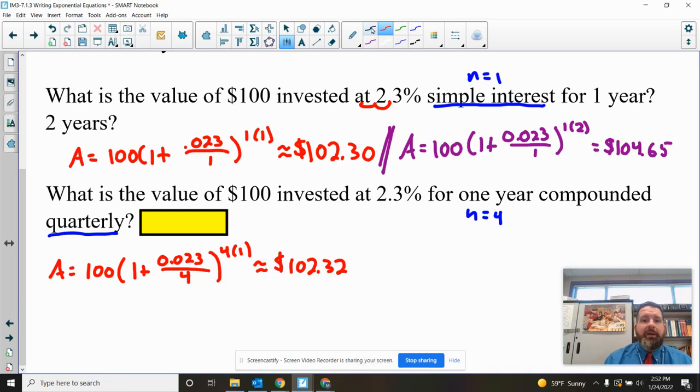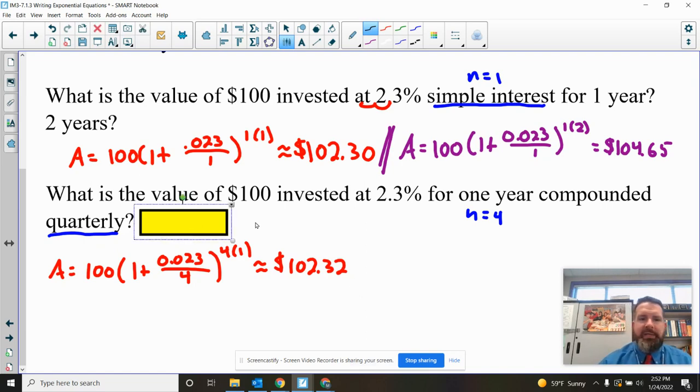I want you to compare the red answer here to the red answer here. Just changing how often the interest was calculated from 1 time a year to 4 times a year earned us an extra 2 cents. And that's not an error, that's not a mistake. That is actually how it works. So if you have a choice, which in reality you usually don't, but choose more compoundings if you can, because it doesn't get you a lot more money, but it does get you a little more money.